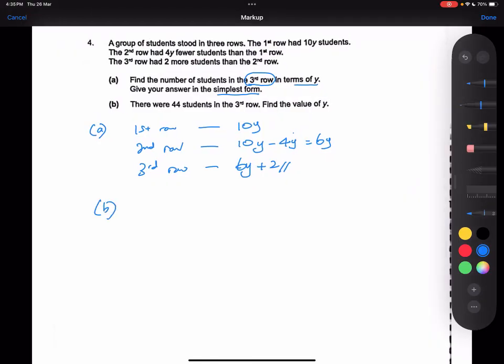Part B, there were 44 students in the third row. Find the value of Y. Given that the third row has 6Y plus 2 students, let's equate this to 44.